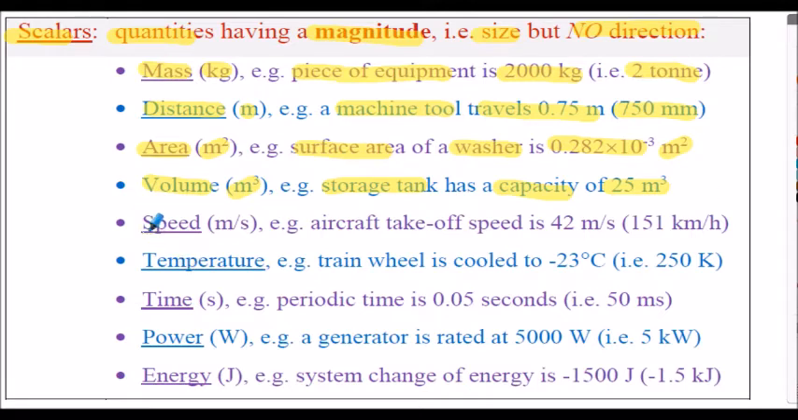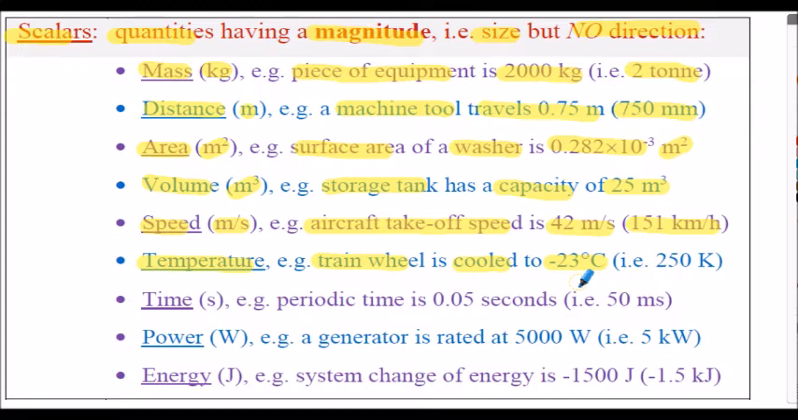Speed in meters per second in the SI system. So an aircraft takeoff speed of 42 meters per second, or converted to 151 kilometers an hour. Both are scalar properties. Note that scalar properties can be positive or negative. So for example, temperature. A train wheel is cooled to negative 23 degrees C. That is a scalar property, but it's a negative scalar property.